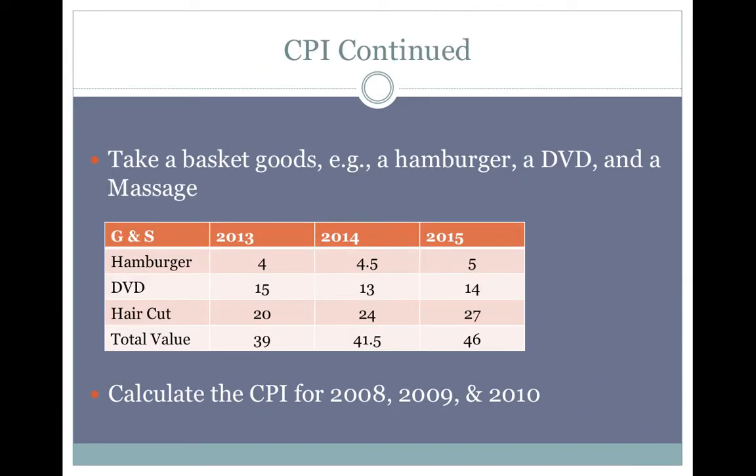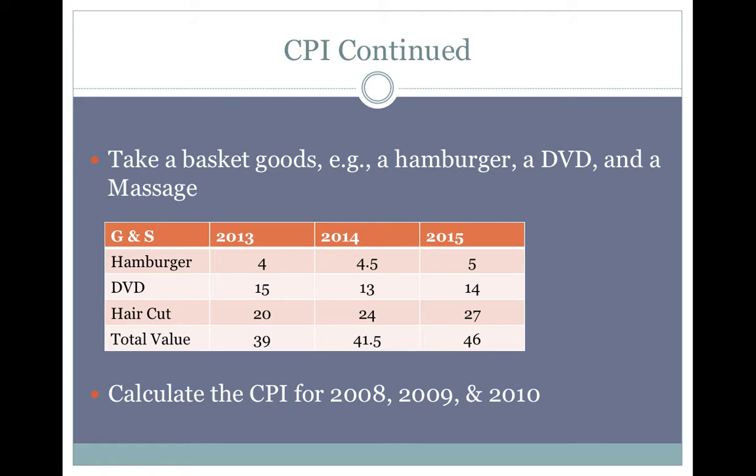Let's go ahead and look at a real-world example. Let's take 3 goods and services. We've got a hamburger, a DVD, and a haircut. Okay, we'll say that this is in euros. A hamburger is 4 euros, a DVD is 15 euros, and a haircut is 20 euros. So if I add up those 3 goods, the value of the basket is 39 euros. So it cost me 39 euros to buy those 3 things.